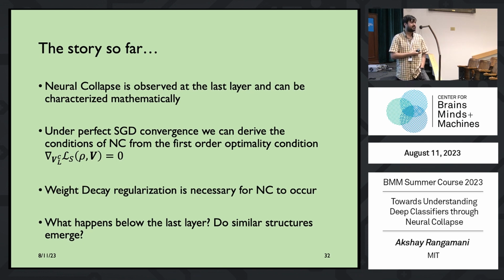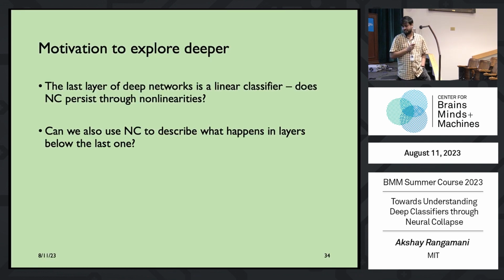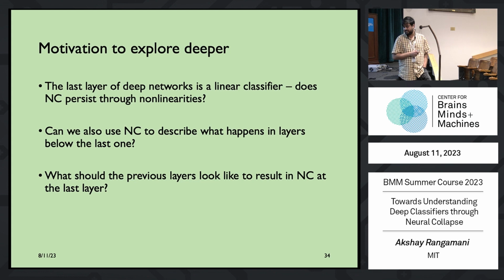Okay. So now next we can ask, if this is the solution at the last layer, what should be happening at the layers below that for neural collapse to emerge? Do you have something similar happening? This is what we investigated in this paper over here. Again, can we use neural collapse to describe what's happening at the layers below the last layer, and what should the previous layers look like?